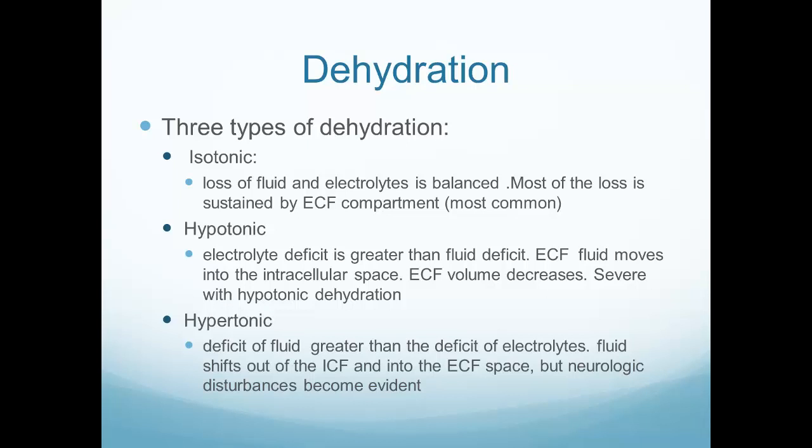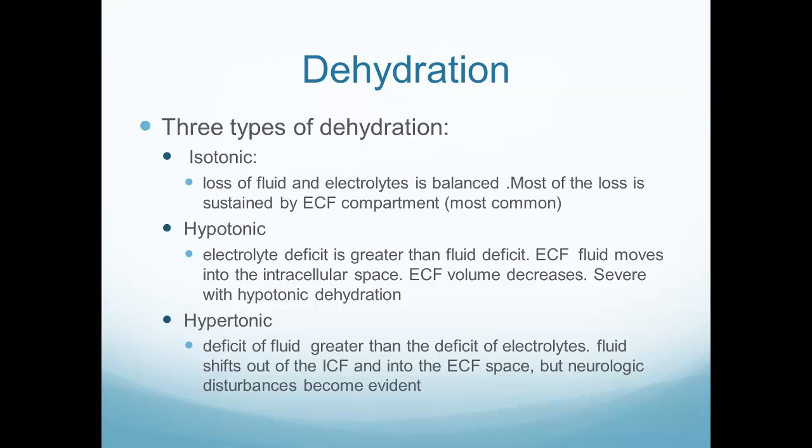There are three main types of dehydration. We get an isotonic dehydration where we're losing just as much electrolyte as we are fluid, and that's going to be a common type that we see with our extracellular compartment. Hypotonic dehydration is where we have a greater deficit of electrolytes than fluid being lost. We might see this with somebody who has vomiting, where they're losing electrolytes from the vomiting. Hypertonic is where we have a greater deficit of fluid rather than electrolytes.